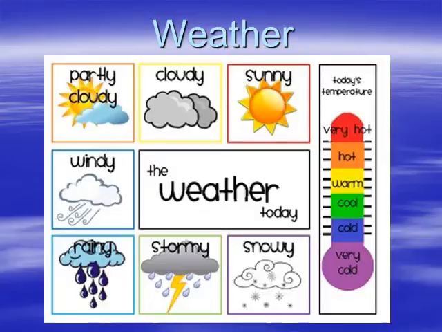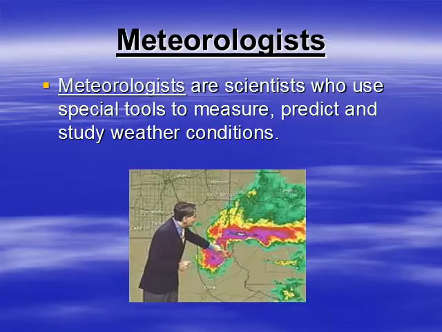So this is the Office Mix called Weather. Before you learn about weather, you need to know about the scientists who study weather. They are called meteorologists. They're scientists who use special tools that we're going to learn about to measure, predict, and study conditions of the weather.